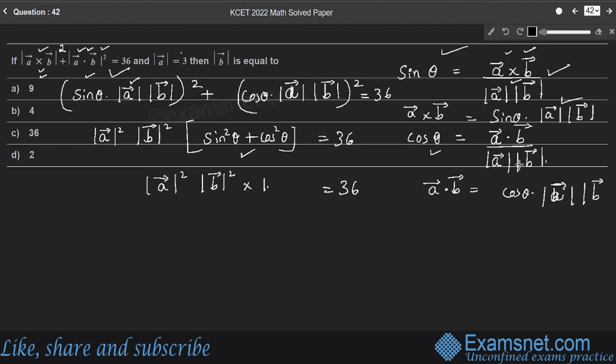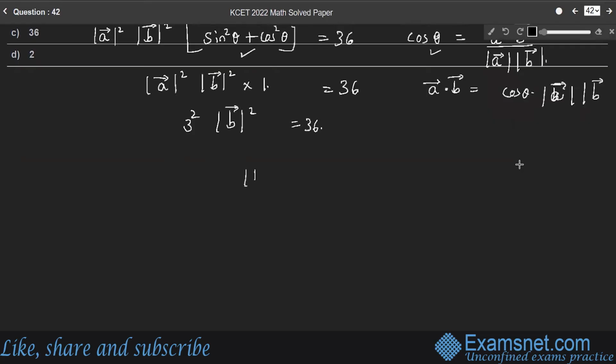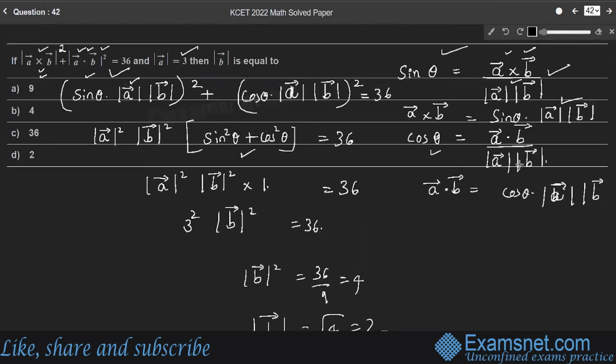But mod of vector A is 3, so we can write it as 3 square into mod of vector B square is 36. 3 square is 9. Therefore, mod of vector B square is 36 by 9, which is 4. Therefore, mod of vector B is equal to root of 4, which is 2. Therefore, mod of vector B is equal to 2. Option D.